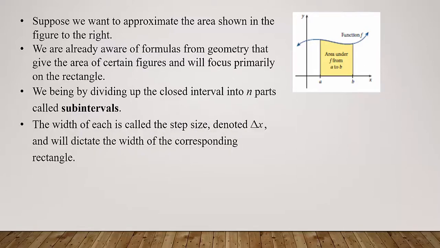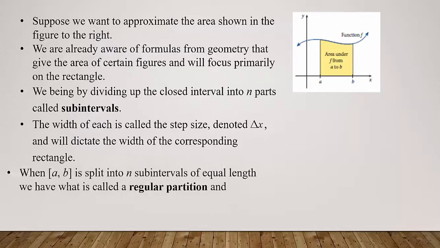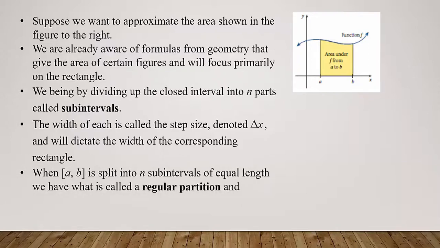Now the width of each subinterval can be called the step size, and it's just denoted with the delta x. It's going to dictate the width of a corresponding rectangle. When the interval AB is split into n subintervals of equal length, so that means each subinterval has the same length, we have what is called a regular partition. That's just the vocabulary term for it.